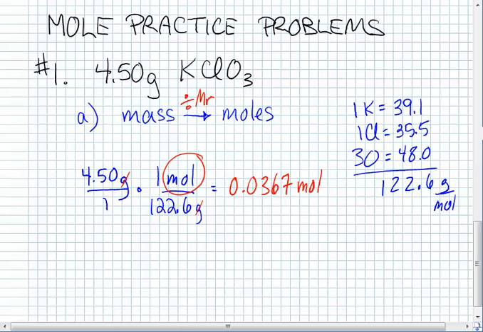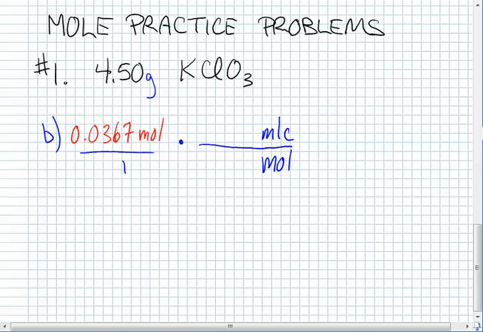All right, and then for part B, it asks you to say how many molecules that is. Even though it's an ionic compound, there really aren't any molecules, but pretend that it is. So the total number of units, if you have that many moles, so there we have 0.0367 moles. Always start with what you've been given. And we're going to multiply by molecules and divide by moles so that my units cancel out here and here.